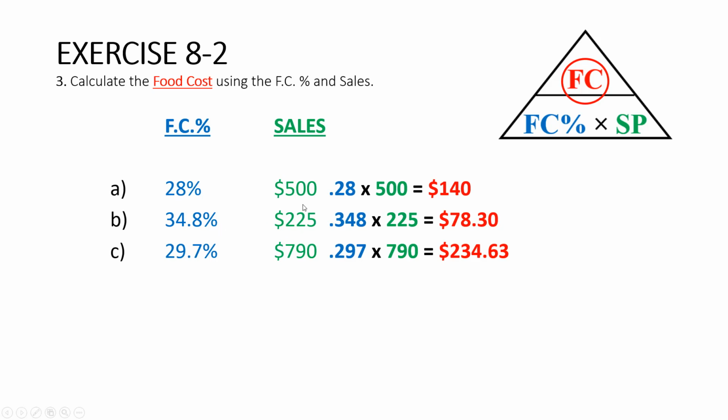34.8% times $225 gives us $78.30. And our last example, a food cost percent of 29.7%. If we multiply that by the sales we generated of $790, we get $234.63. Notice no rounding was asked for. That's why we're leaving it the way it is.